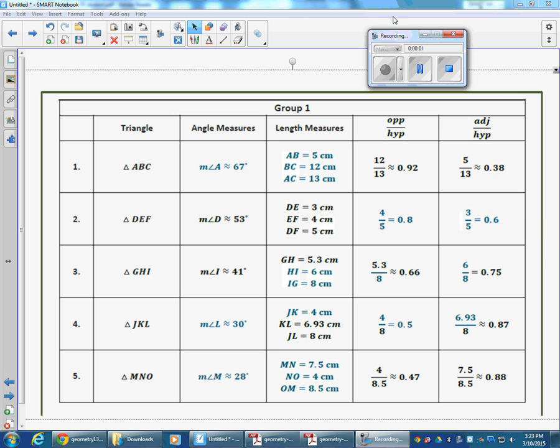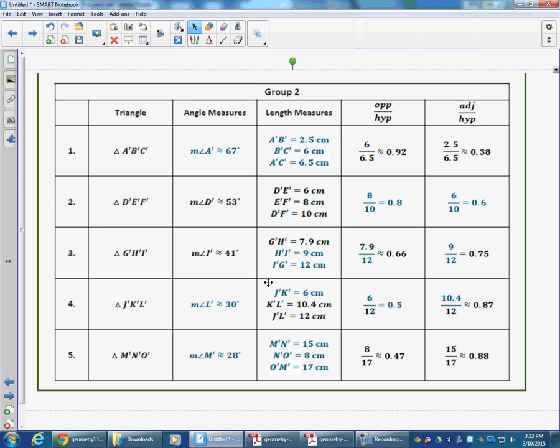Alright guys, here's a quick video talking about what we finished up in class today. Half of you looked at group 1 triangles and the other half looked at group 2 triangles, and then we found there were some similarities.